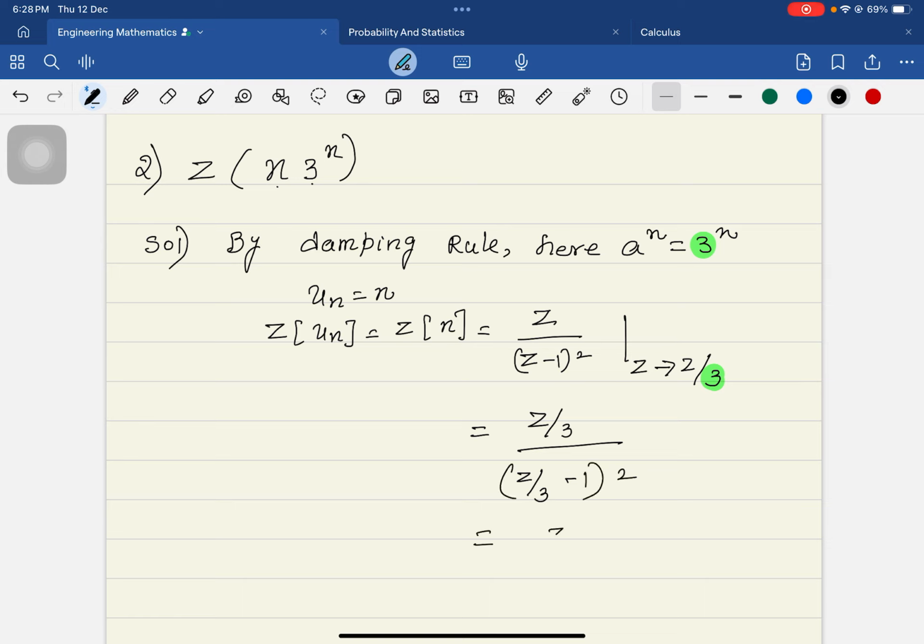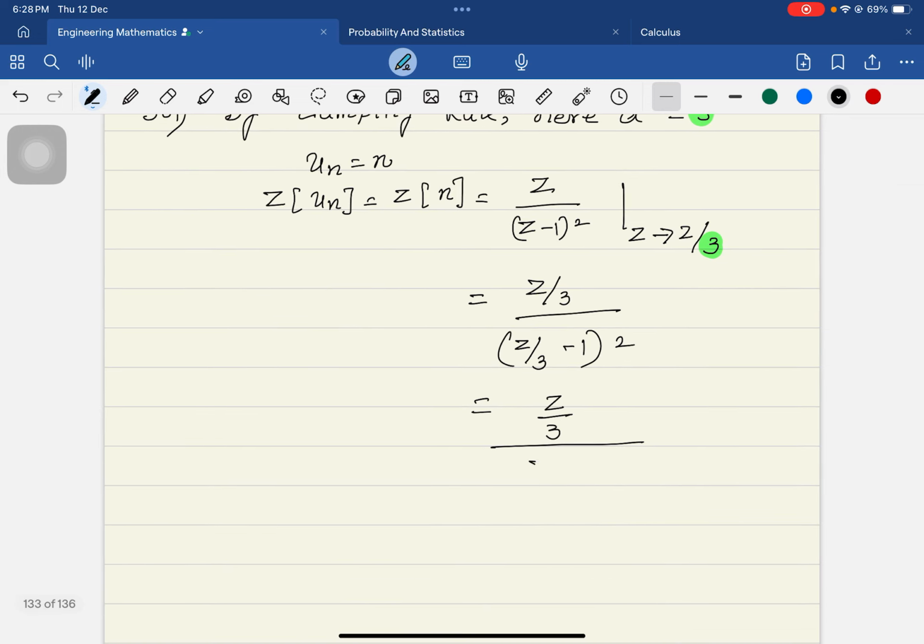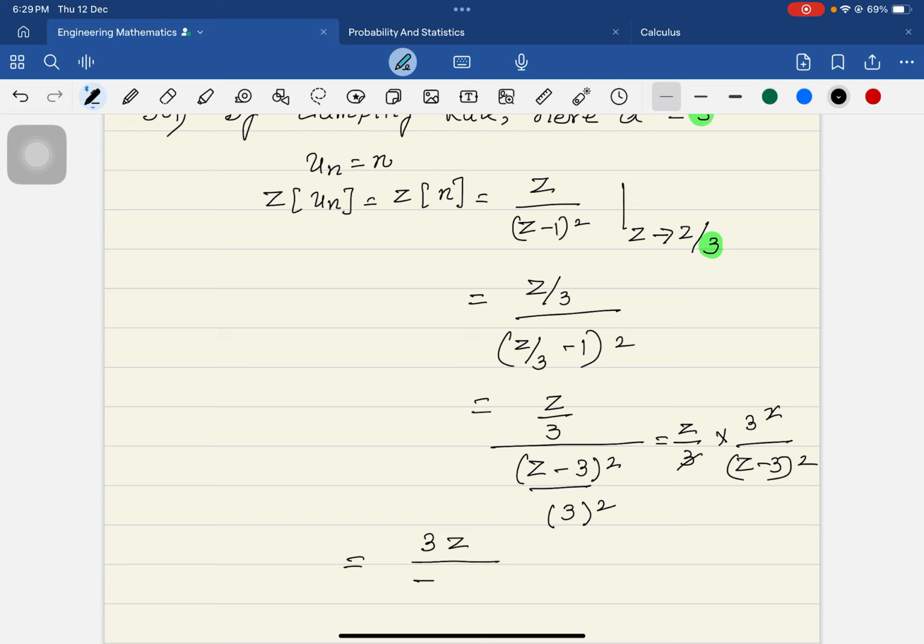You can rewrite this as (z/3) over ((z minus 3)/3) the whole square. That means the whole square applies to both. When there is a fraction, again flip the fraction, that is 3 square over (z minus 3) the whole square. So the solution will be, now, one 3 gets cancelled, so it is 3z over (z minus 3) the whole square.